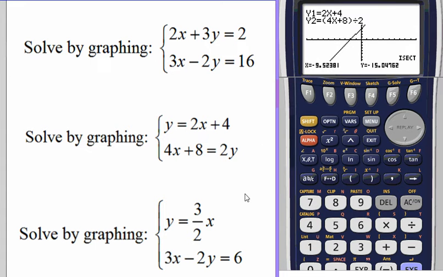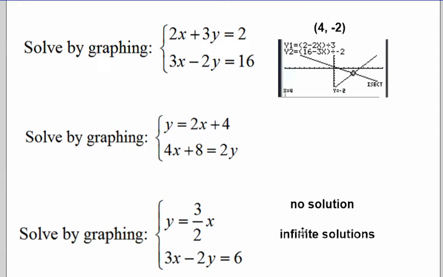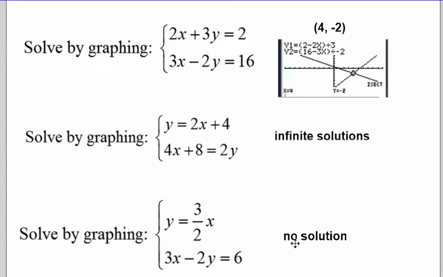Because these are actually the same line. Actually, I had these two things backwards. I'm glad we did this together. Boom.